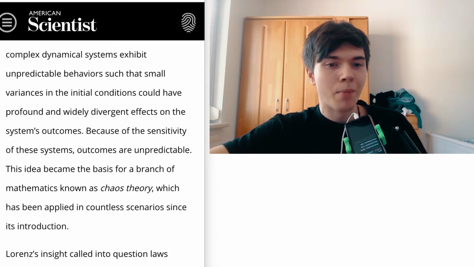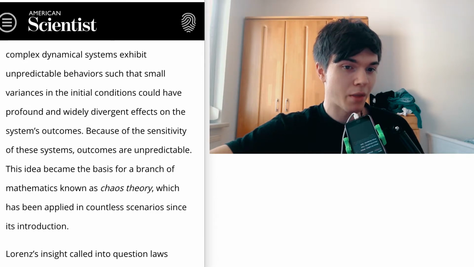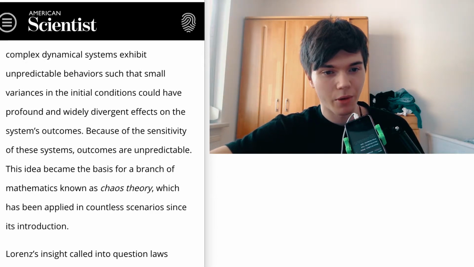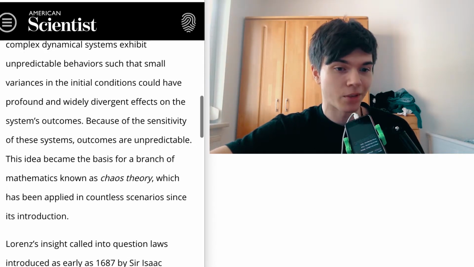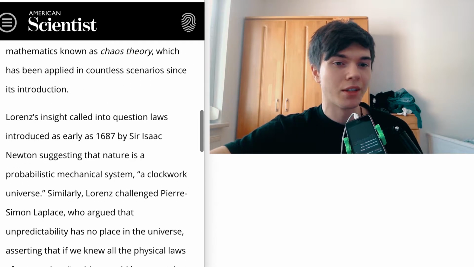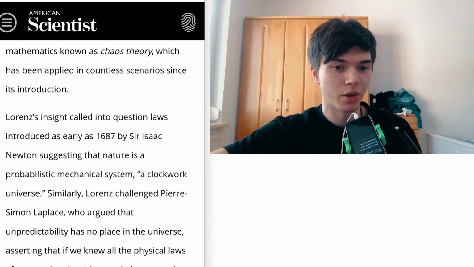This idea became the basis for a branch of mathematics known as chaos theory, which has been applied in countless scenarios since its introduction. Lorenz's insight called into question laws introduced as early as 1687 by Sir Isaac Newton, suggesting that nature is a deterministic mechanical system, a clockwork universe.